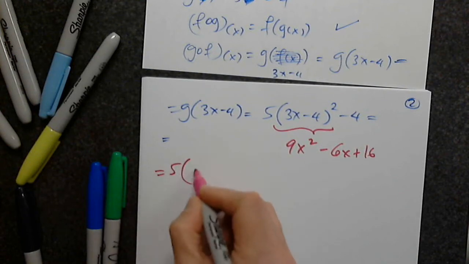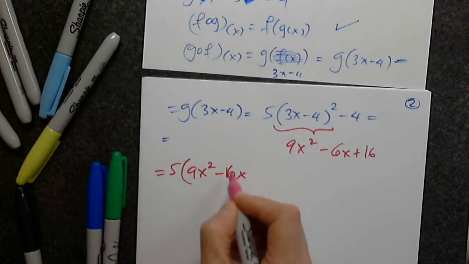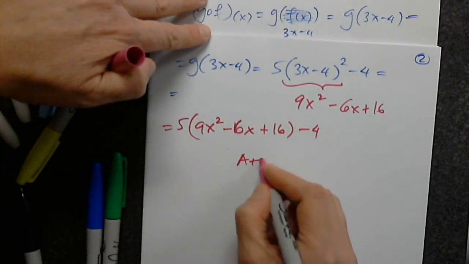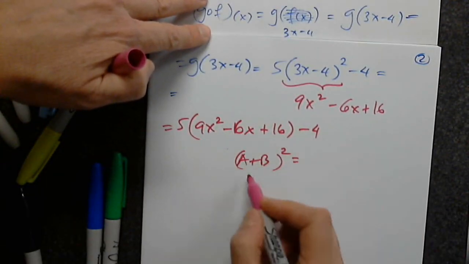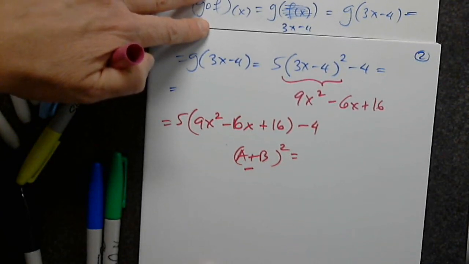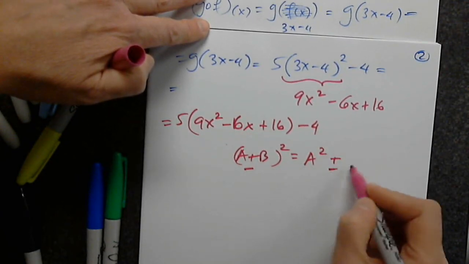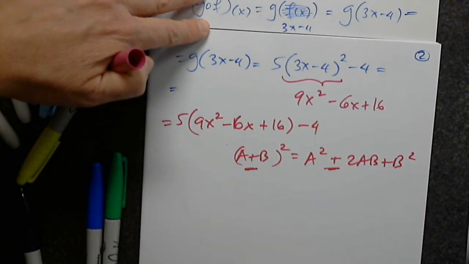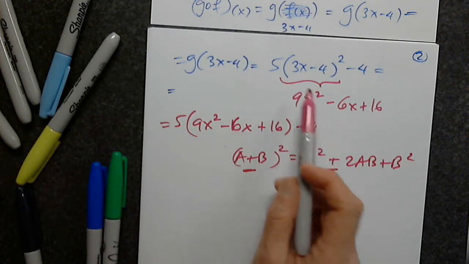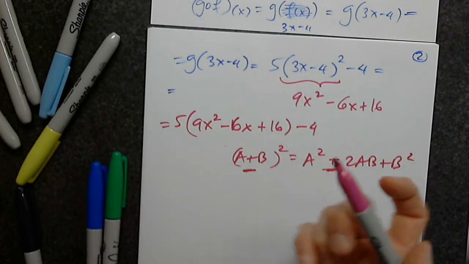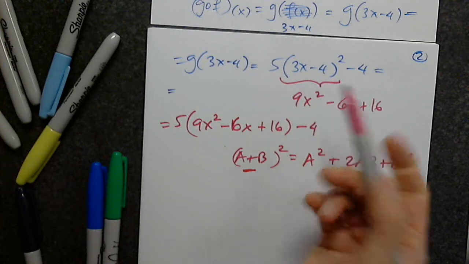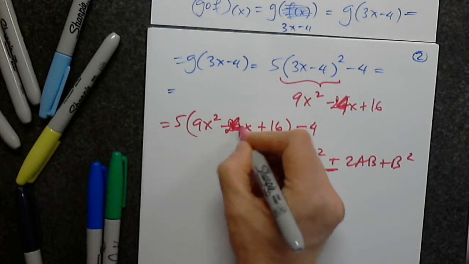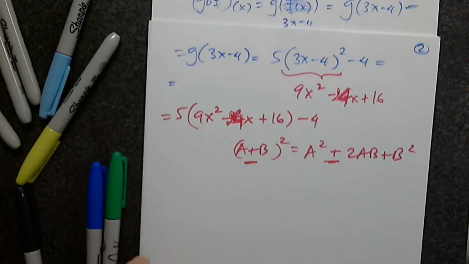So then you have 5 times 9x squared minus 6x plus 16, minus 4. That's why we did this, in case that's the question, on the first day of classes. So this is a squared plus or minus 2ab plus b squared. If this is minus, then this will be minus. So the first term squared minus 2 times the first times the second. 2 times 3 is 6. 6 times 4 is 24. I talk too much. 24 plus 16 plus the second term squared.